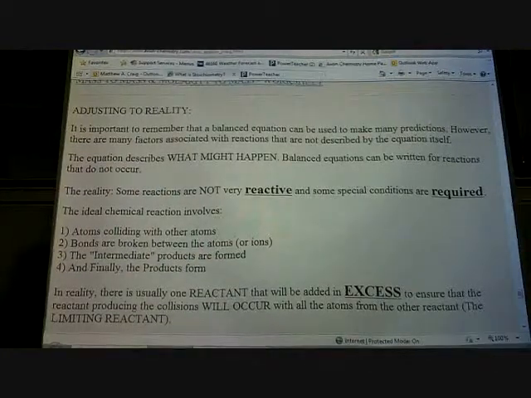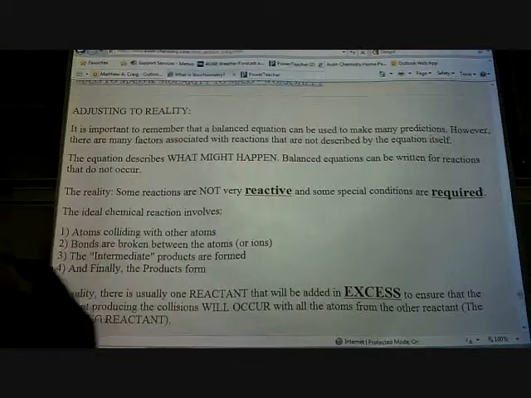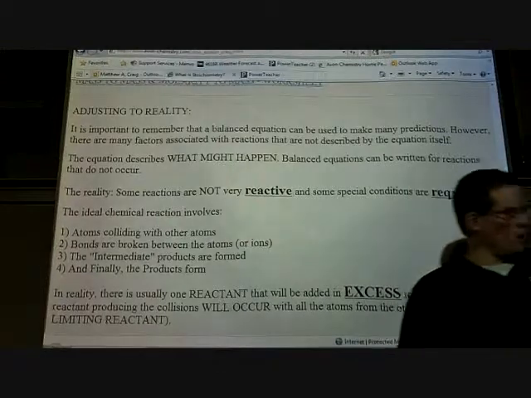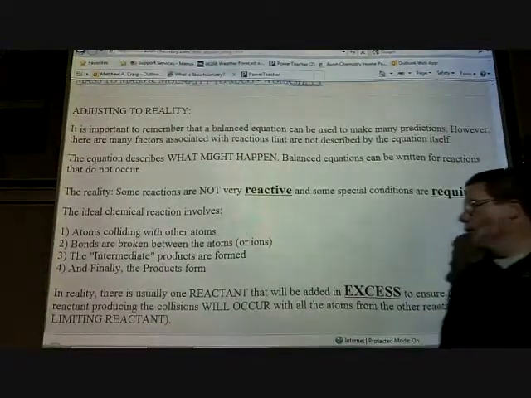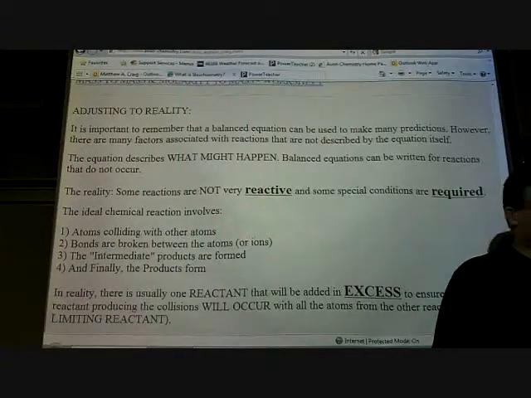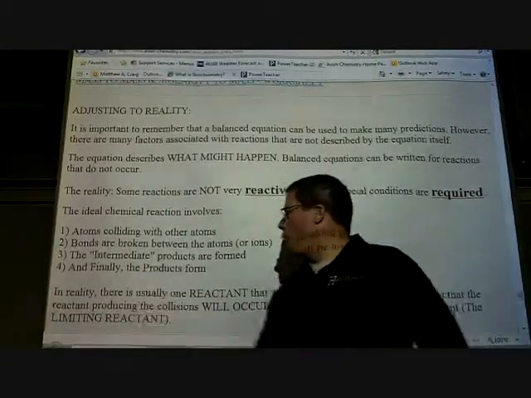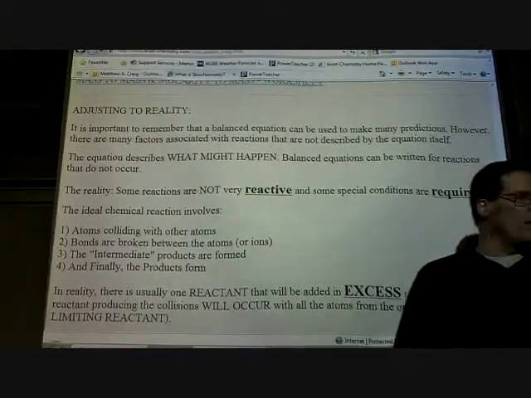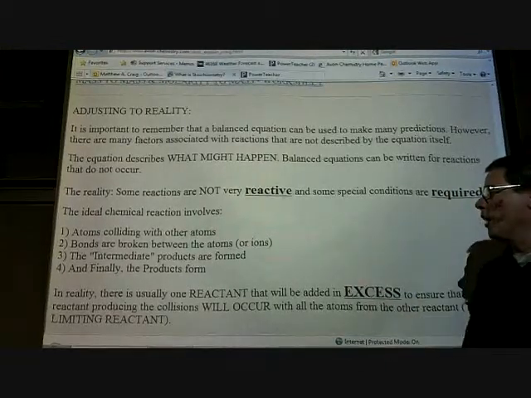So, some ideal chemical reactions: when atoms are colliding, we'll talk about this a little bit later on. There's a right way to collide and there's a wrong way to collide. So in some collisions, it might not produce a reaction. Bonds are broken between the atoms or ions. Sometimes the bonds aren't broken. Sometimes they're never even met. Other atoms can't get to them, so they can't break those bonds.